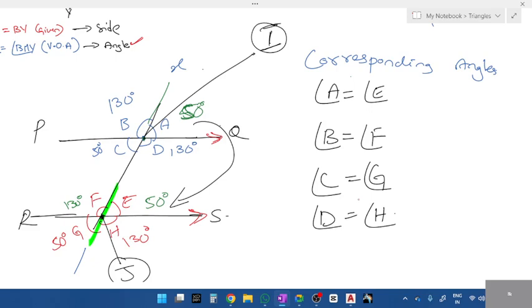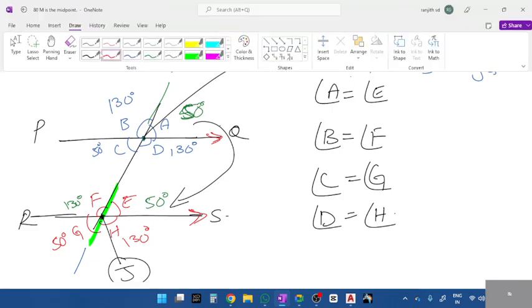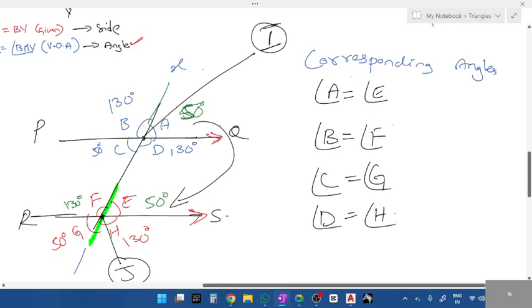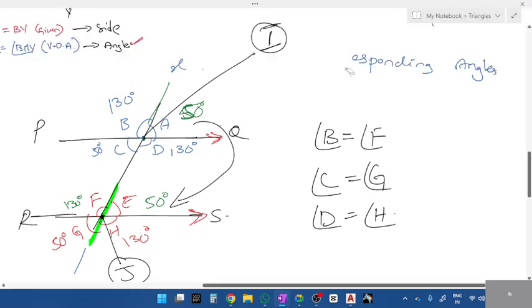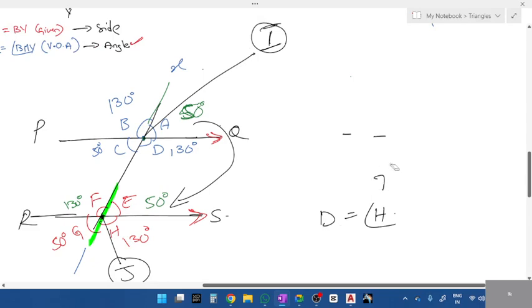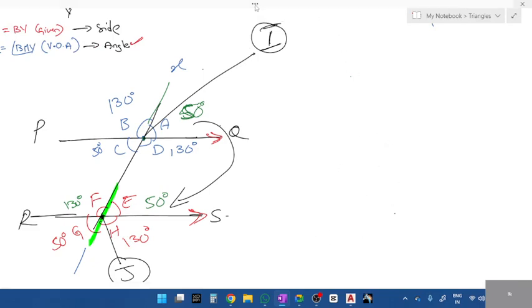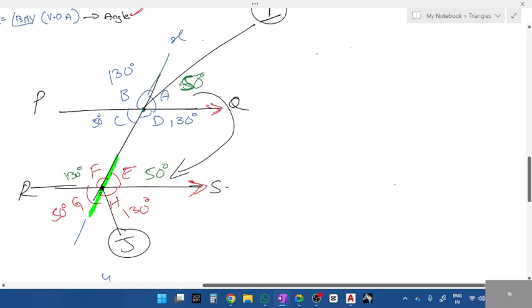All of you understood what is corresponding angles? Any doubt? Corresponding, vertically opposite. Okay, we have four. Next concept. In total, we have four types like this: vertically opposite, corresponding, interior alternate angle. Now, this is the most important concept: interior alternate.